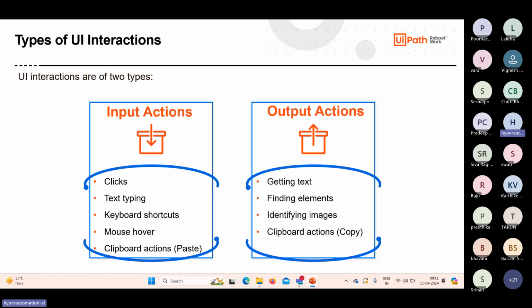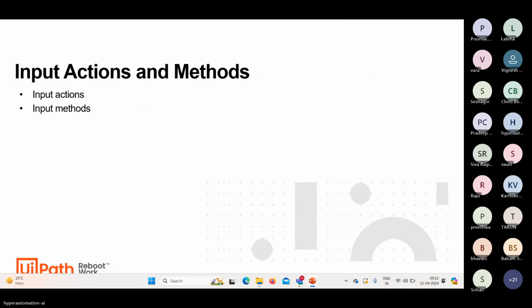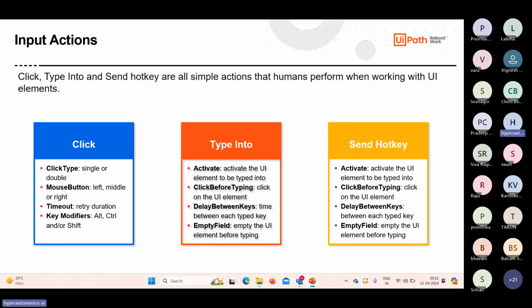you try to get the text of a particular element, or you try to find elements on the user interface of any application, or you try to copy the data. Nothing but you're trying to extract some data from an application, that is output actions. You try to provide some inputs like clicking, checking a text box, or sorry, checking a radio button or a checkbox. All these things come under the input actions, right? So we will try to see different types of input actions here, right?